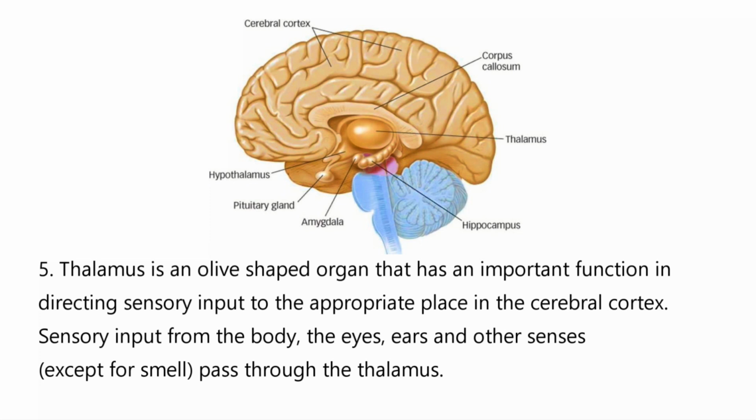Thalamus is an olive-shaped organ that has an important function in directing sensory input to the appropriate place in the cerebral cortex. Sensory input from the body, the eyes, ears and other senses except for smell pass through the thalamus.